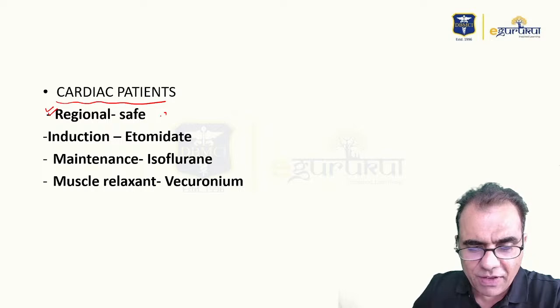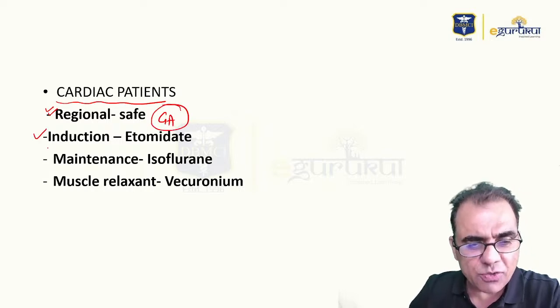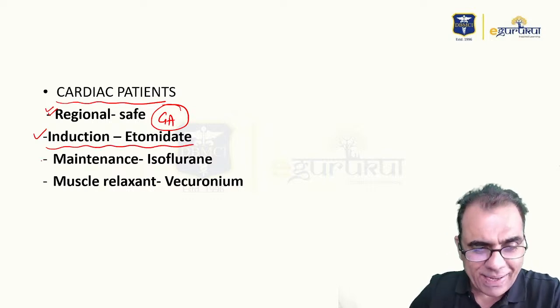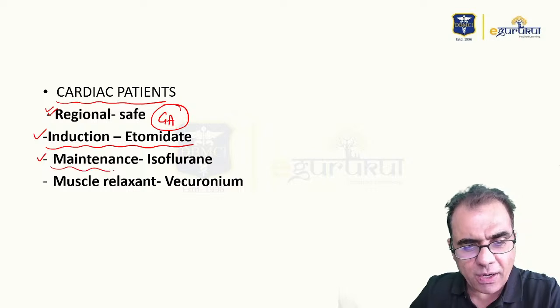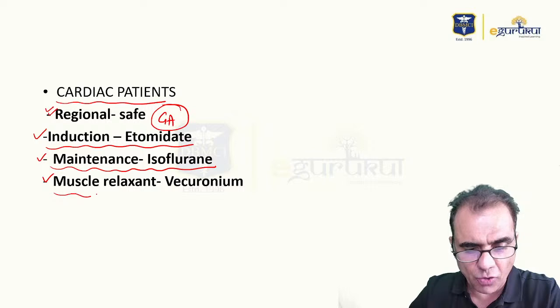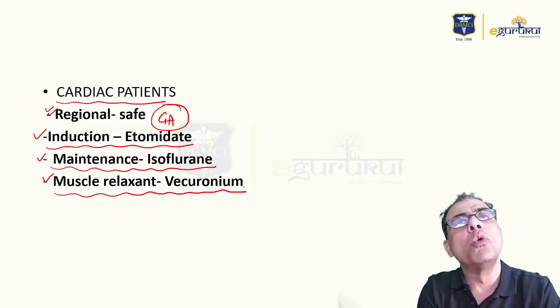But if you are giving GA, then the induction agent of choice, most cardio safe, most cardio stable, is etomidate. Maintenance agent of choice is isoflurane, which minimally decreases the cardiac output. And the muscle relaxant of choice is obviously vecuronium, most cardiac stable.